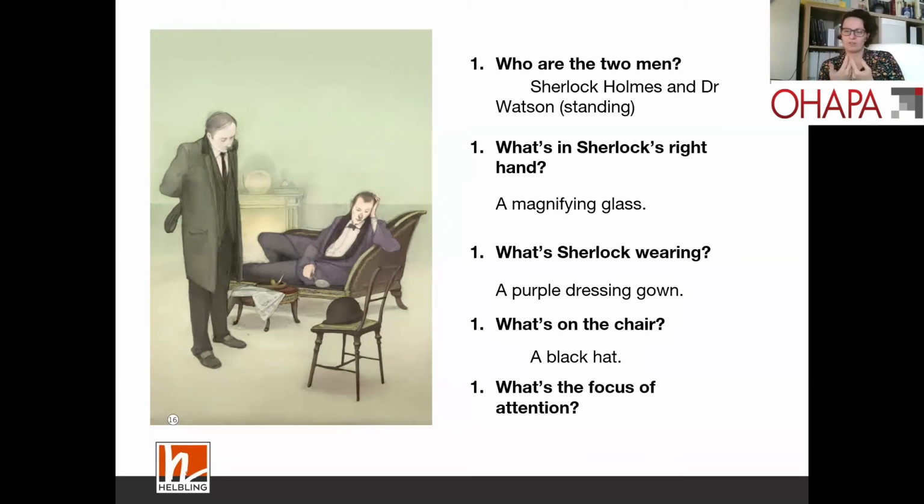You can ask what he's wearing. So it's a purple dressing gown. You can think about, now, why is he wearing that? What time of the day is it? Is it the morning? And what's on the chair? There's a black hat. And then you ask them where their gazes are pointing. So this is the focus of attention, the black hat. So there must be something going on with the black hat, and this is what we will have to find out about.